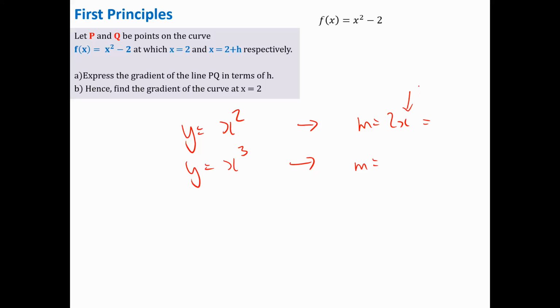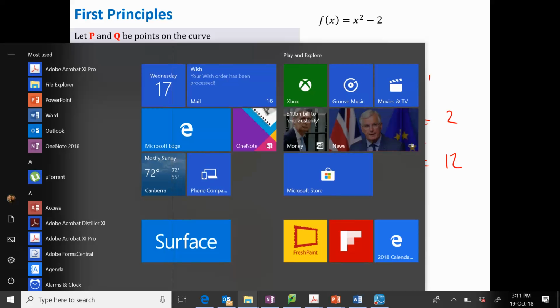When x was, what did we use before? x equals 1, then this ended up being 2. Now we've got something equal to 12 when x is 2. I don't know if you can pick it up, but anyways, I'll show the first rule. It's 2x for the first one, and the second one is 3x squared. There is a pattern. That's called the power rule. But anyways, I'm going to stop the video.